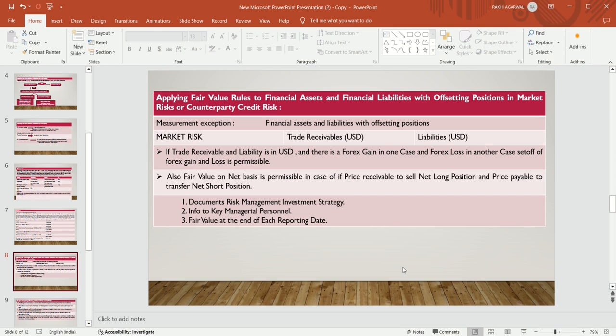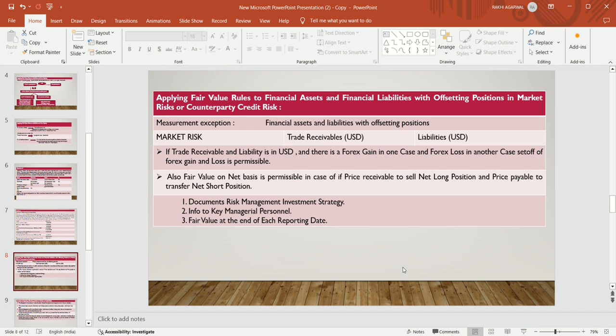Now, applying fair value rules to financial assets and financial liabilities with offsetting positions in the market risk or counterparty credit risk, whether the financial liability and financial asset will be offset as per these Ind AS 113. It provides that if the trade receivable is in USD and the liability is also in USD, if the financial liability is in USD and the financial asset is also in USD, then it will be in a position. If the forex gain is there in one case and forex loss is there in the other case, it should be set off. Set off is permissible in that case.